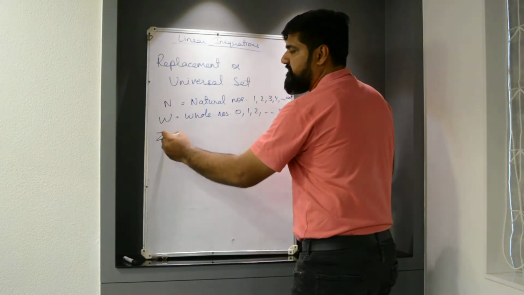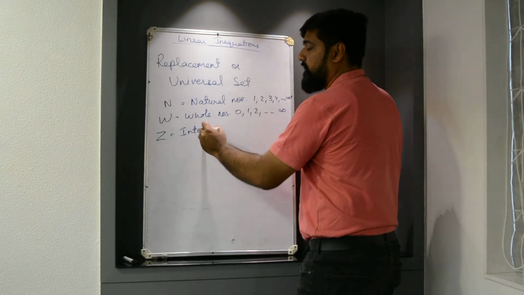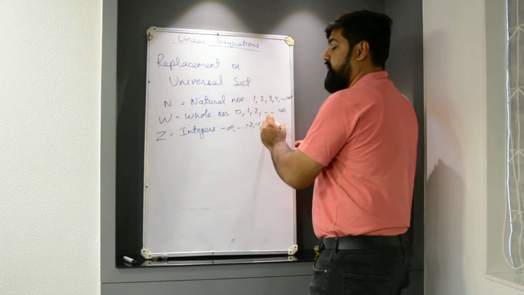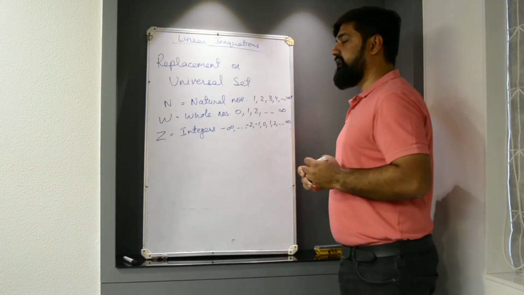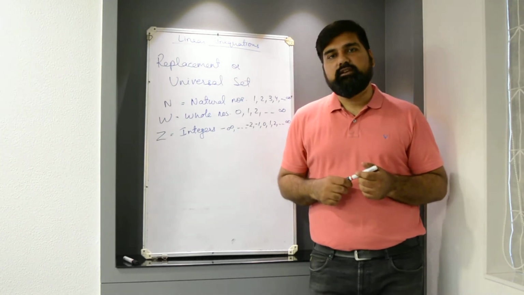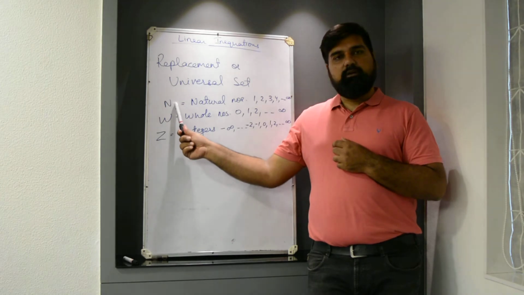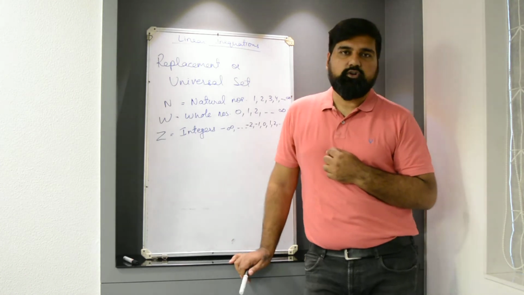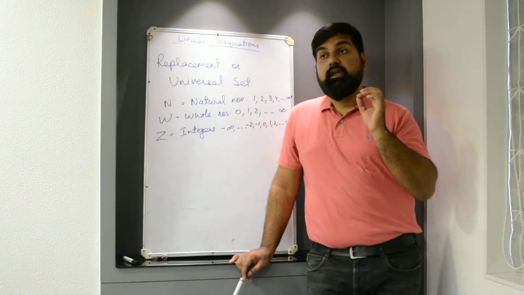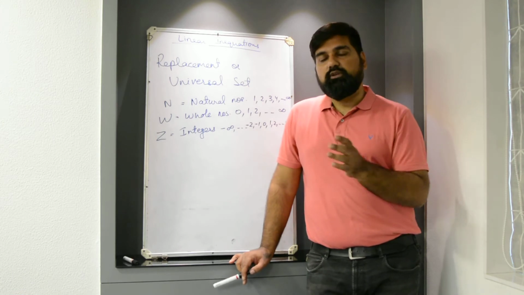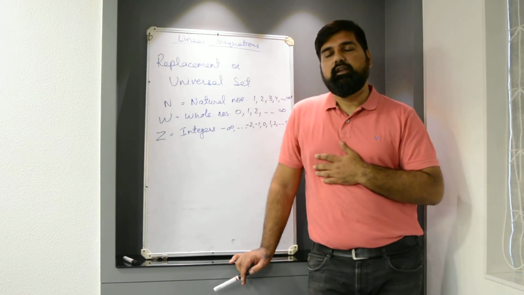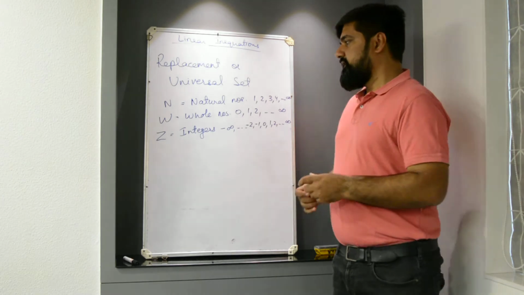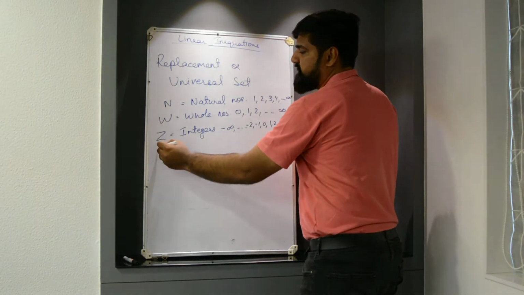Then we have Z, which is integers. Integers start from -infinity, come to -2, -1, then 0, 1, 2, and go up to infinity. So integers include natural numbers, whole numbers, and also the negative integers, but they do not include any fraction or any decimal. Then after that we have rational numbers.